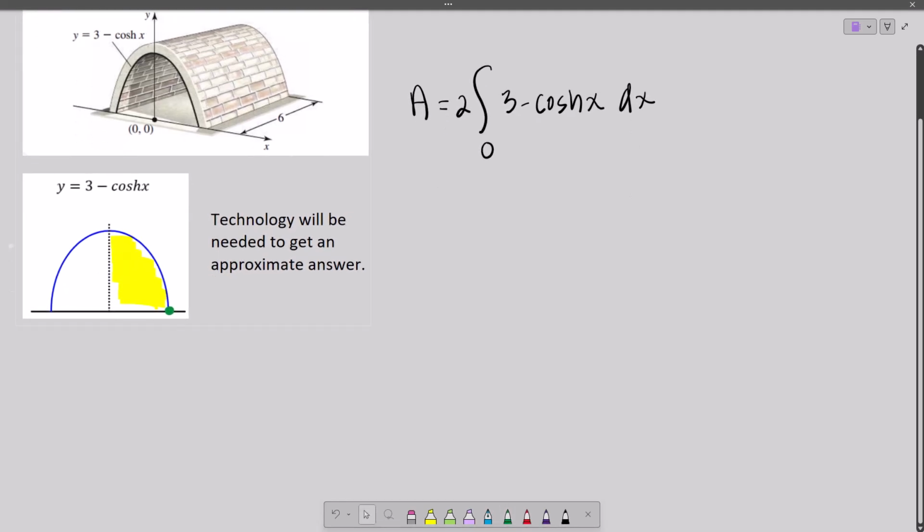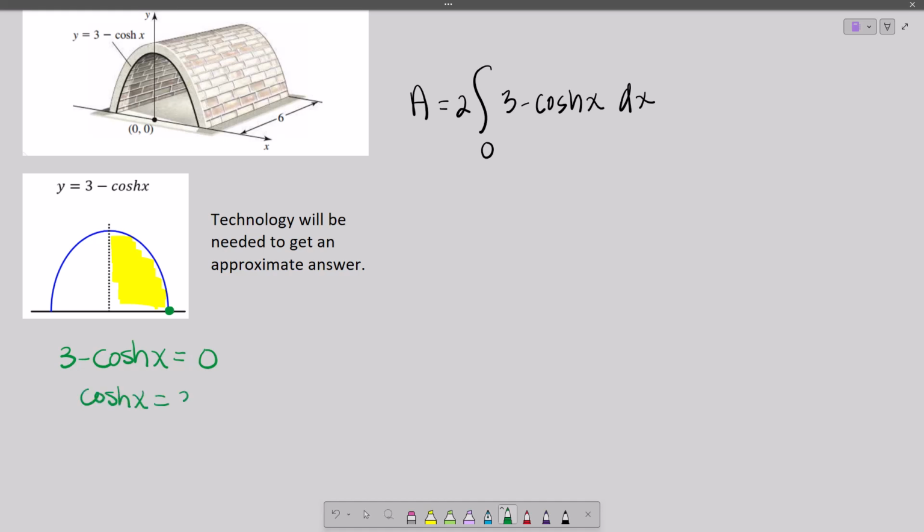So we need to set this function equal to 0 to know where it passes through the x-axis. So this is where cosh of x is equal to 3. And that is not a special inverse cosh value that anyone knows. There's only one value that we know on the cosh curve, 0, 1. That's the only one we know.